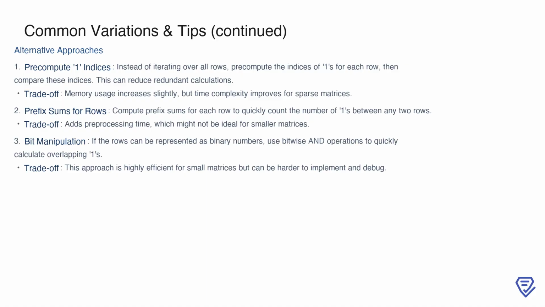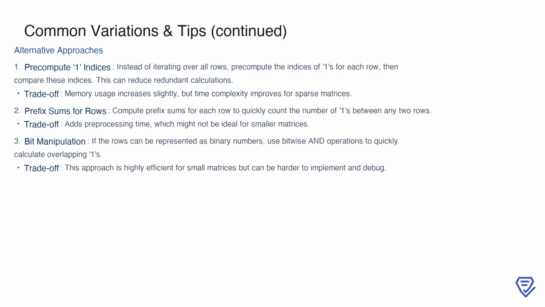For this problem, there are also some alternative approaches worth considering. One method is to pre-compute the indices of ones for each row. By storing these indices ahead of time, you can avoid redundant calculations during the main logic. The trade-off here is a slight increase in memory usage, but this is generally outweighed by the time complexity improvement, particularly for sparse matrices. Another approach involves using prefix sums for rows. By pre-computing the prefix sums, you can quickly determine the count of ones between any two rows. While this adds pre-processing time, it can be advantageous for larger or more complex matrices.